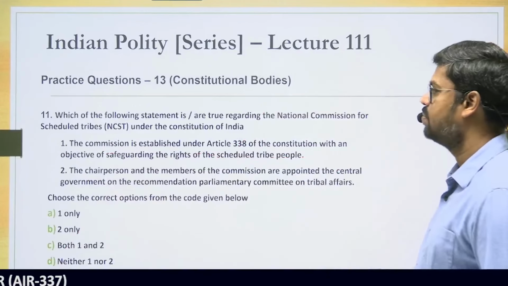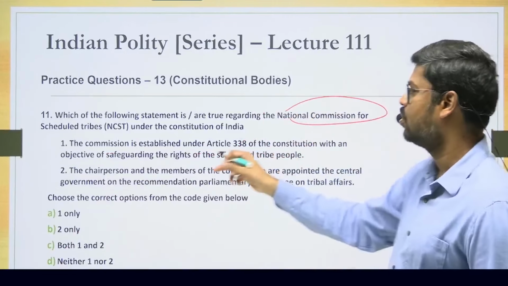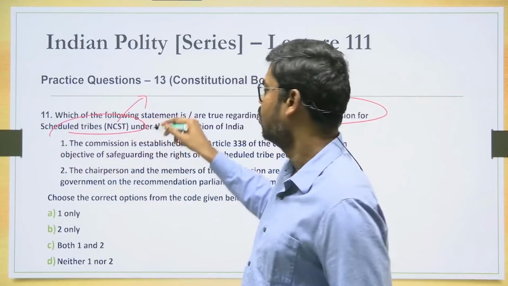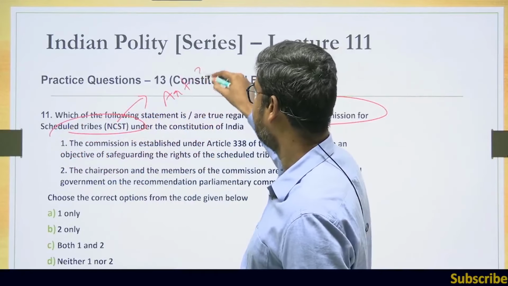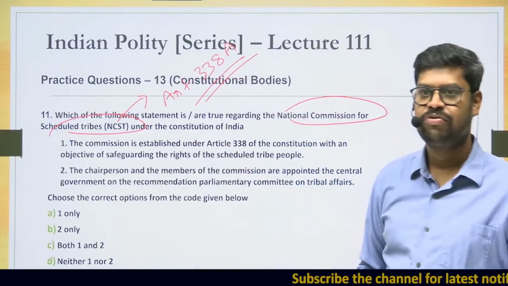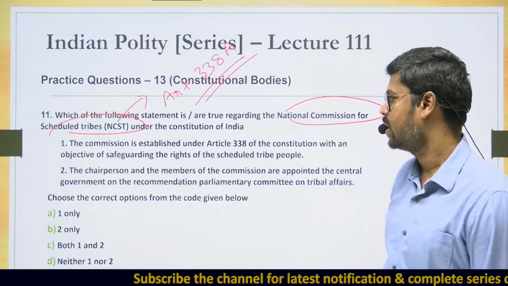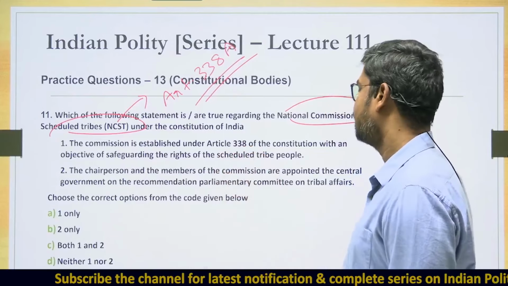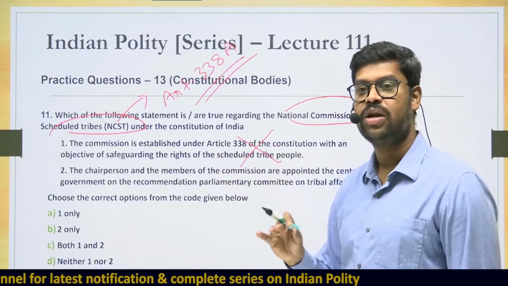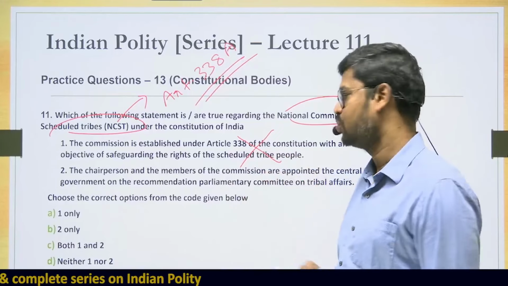Come to question number 11. Which of the following statements is true regarding the National Commission for Scheduled Tribes? The National Commission for Scheduled Tribes is a constitutional body which is established under Article 338A of the Constitution. Article 338 is related to the National Commission for Scheduled Castes, and Article 338B is related to the National Commission for Backward Classes. The commission is established under Article 338A of the Constitution.